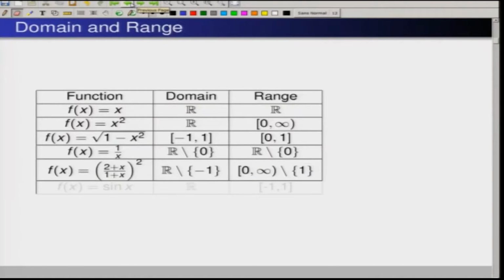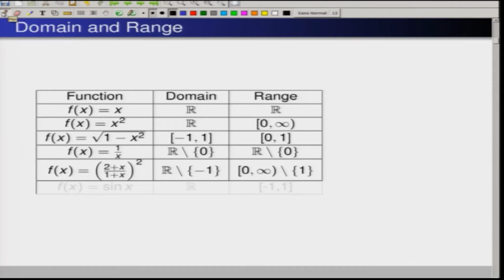Now, if we look at the function f of x equal to (2 plus x) by (1 plus x) whole square, then as you can see, this f cannot be defined if the denominator is going to be 0, which happens if x is negative 1. Therefore, the domain of this is going to be the entire real line minus the singleton negative 1.